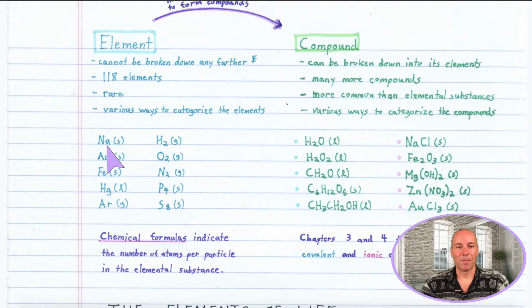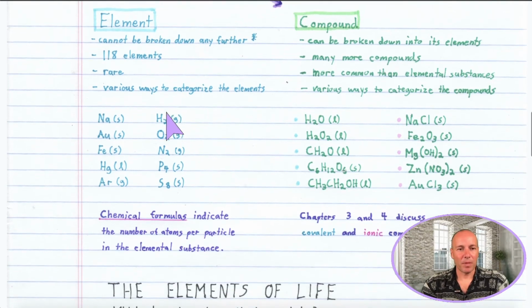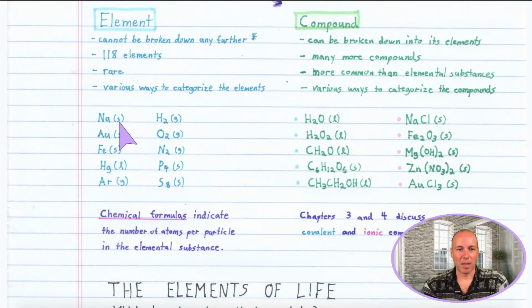So, here's a few examples of elemental substances and the chemical formulas that represent them. So sodium, solid sodium. Notice that you have the element symbol and then the state that it's in. Solid gold. So the symbol for gold is Au. And the way I remembered that was Au, give me back my gold. So solid gold. Solid iron, Fe for iron, that's ferrum, after the Latin for iron.